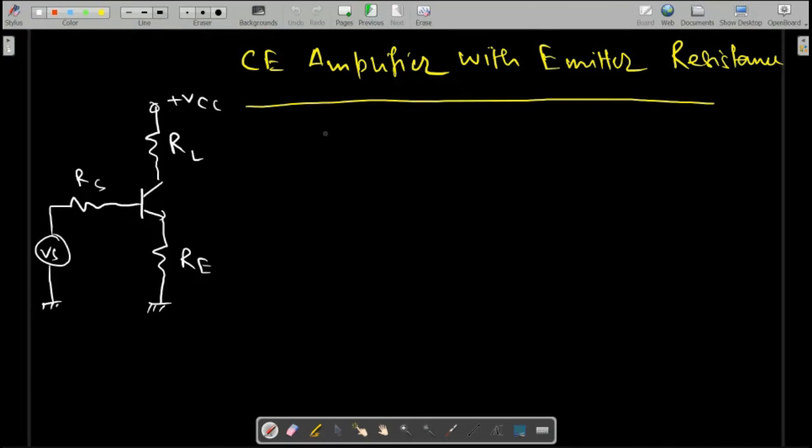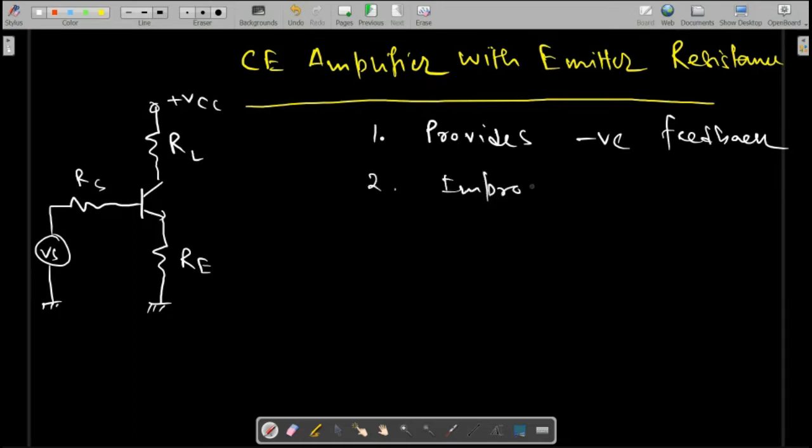So the emitter resistance: if there may be an objective type question, then what is the role of this emitter resistance? If I highlight it, it provides negative feedback. So it provides negative feedback, which improves stability. That means the variation of the Q point with respect to temperature can be minimized.